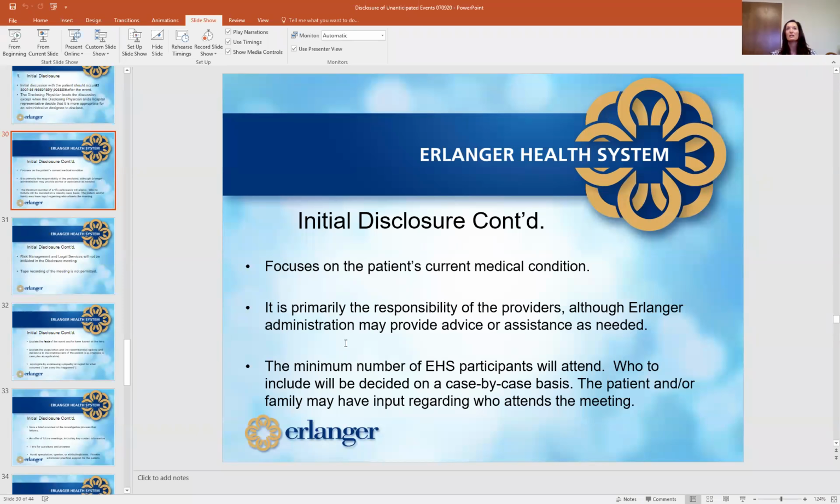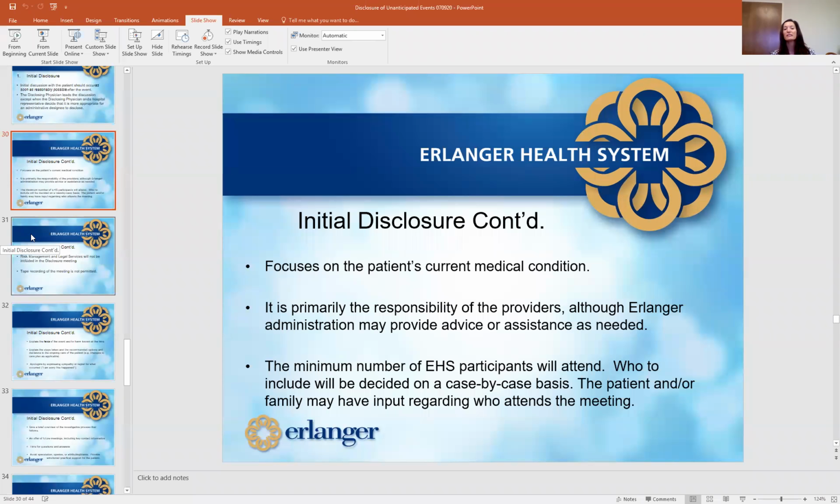So only when there are very outlandish circumstances, or where the physician and patient trust is completely eroded already, and the patient says, I don't want to talk to that physician, then you call risk management. We come up with a plan on how to communicate, okay? But otherwise, it's typically going to be a physician that's disclosing.